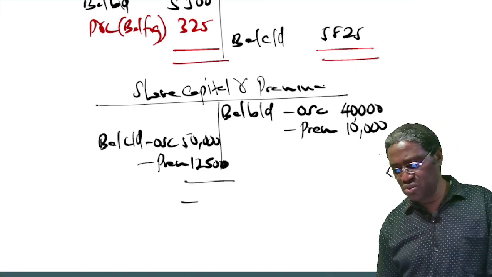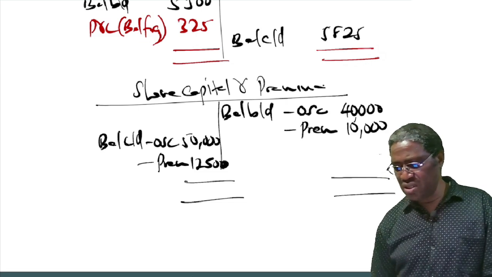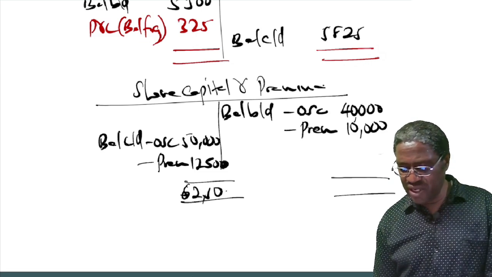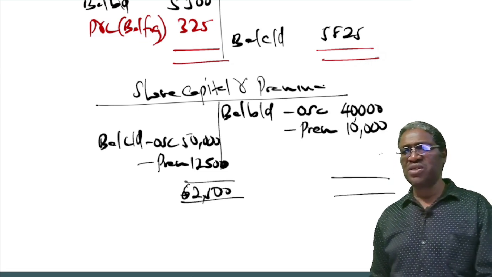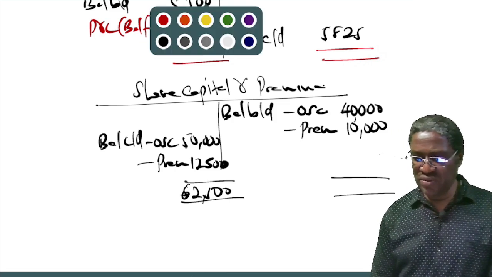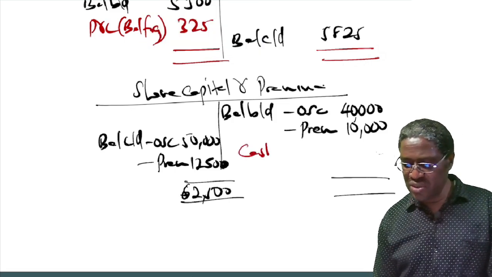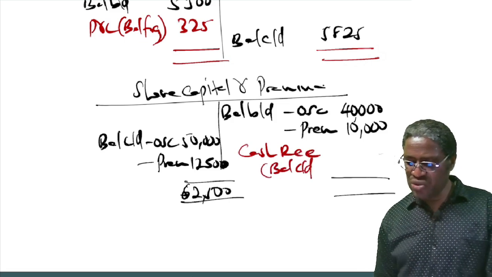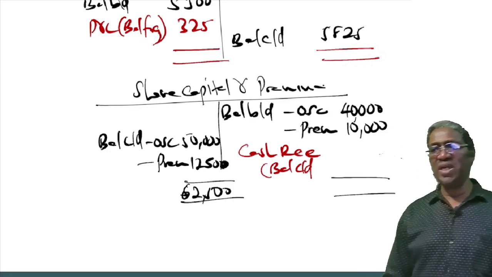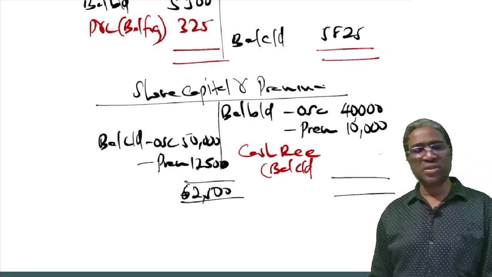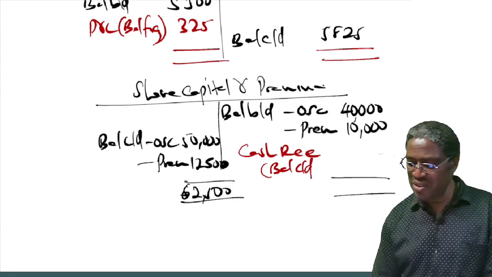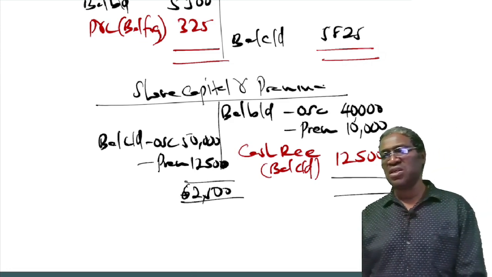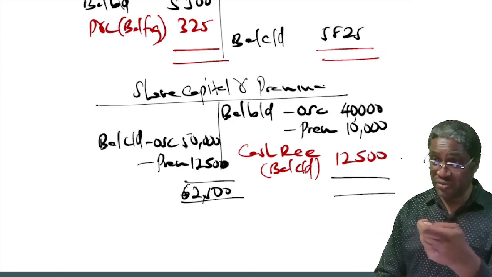12,500. So we find that there is a balance here. Obviously, from the debit side, I can see the total is 62,500. So there must be some issue of shares during the year. That will come to the credit side. Come and see cash received as a balancing figure. So 62,500 minus 50,000 on the debit automatically gives me a balancing figure of 12,500. So we must have issued new shares for 12,500.